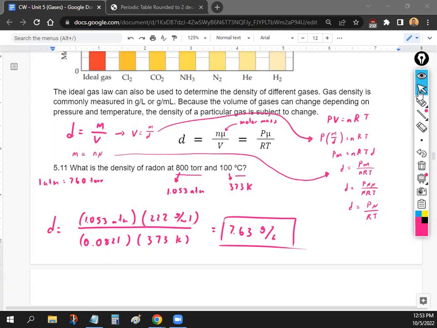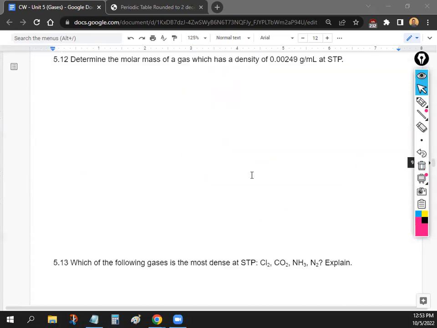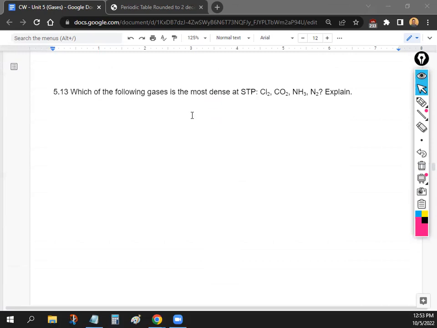Alrighty, so we are going to skip 5.12 and go straight to 5.13. This is a pretty good exam question. No, this wasn't on the test. This was no workbook. Okay, but I will give you maybe about 3 minutes to try this out. You can split up these gases with the person sitting next to you. But I want you to find out which of these is most dense at STP and write an explanation.